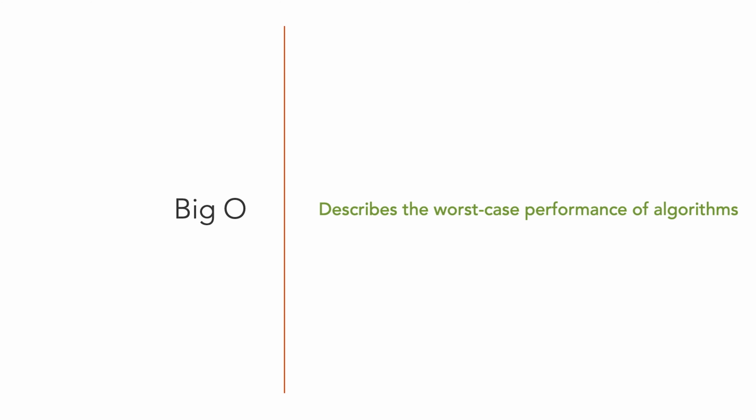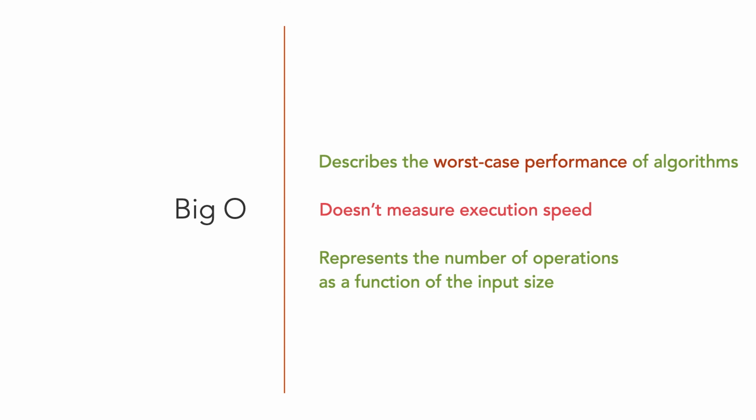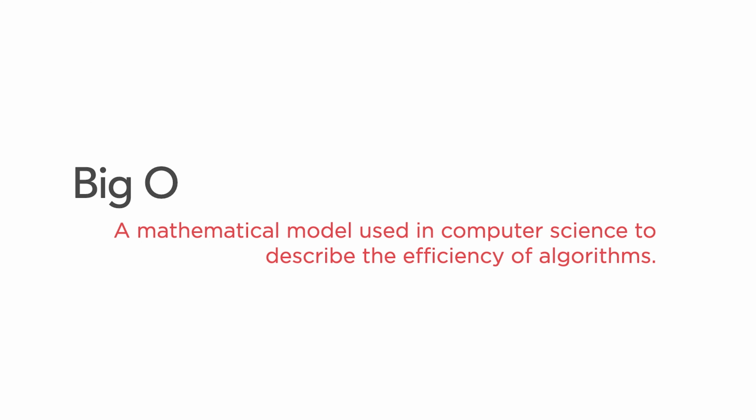In computer science, we use the term big O notation to describe the worst-case performance of an algorithm. Big O doesn't measure the speed of execution. Instead, it represents the number of operations made by an algorithm as a function of their input size. In fact, capital or big O is used because the growth rate of a function in terms of the input size is also referred to as the order of the function. Per definition, the big O notation is a mathematical model used in computer science to describe the efficiency of algorithms.